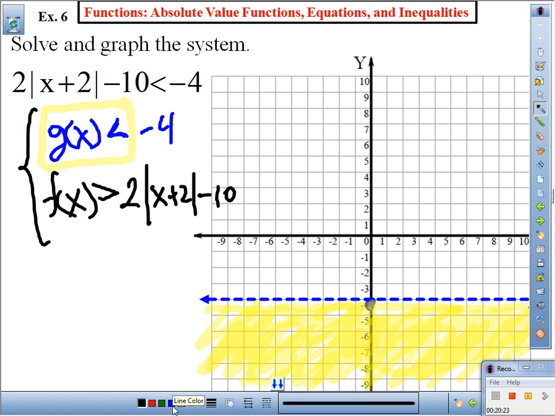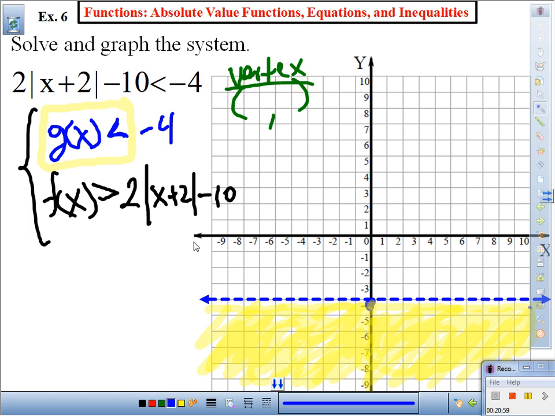Now check this out. Look up to the screen, guys. Here's our new function. Tell your neighbor the 3 different transformations that are going to happen if this was an original V. What are the 3 transformations that are going to happen to the original V? Stretch, 2 to the left, and 10 down. So that means we can identify our vertex. Is that correct? Vertex. Let's do that first.